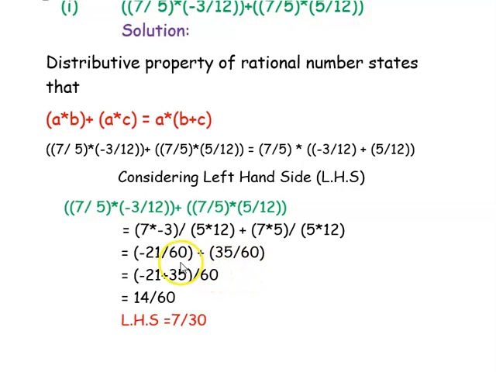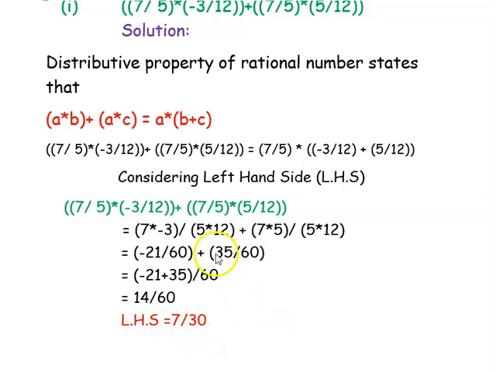Now the denominator 60 is common for both the terms, so we write the denominator 60 once and add the numerators. The numerator is minus 21 plus 35 divided by 60. Minus 21 plus 35 is 14, divided by 60. We can simplify 14 divided by 60 as 7 divided by 30. So this is our left hand side.